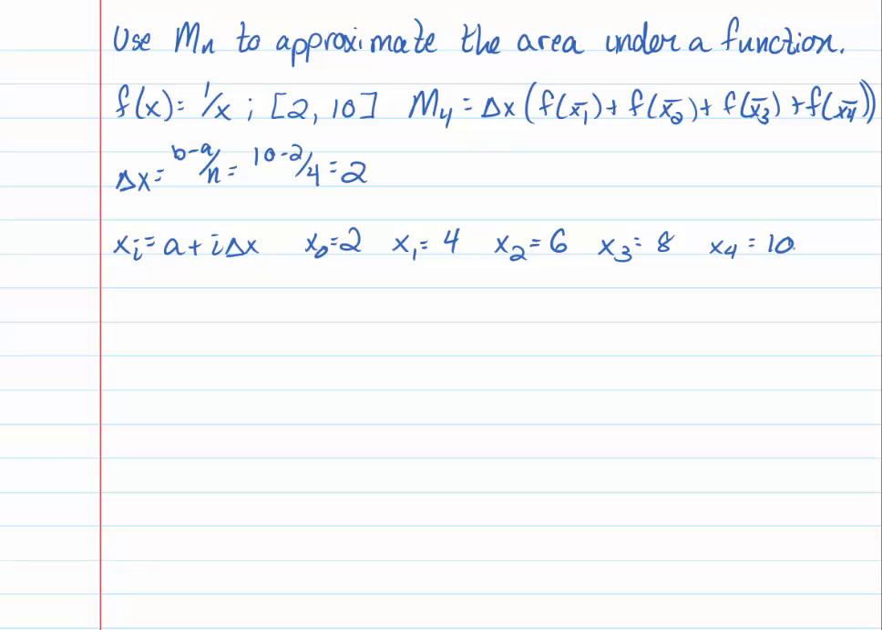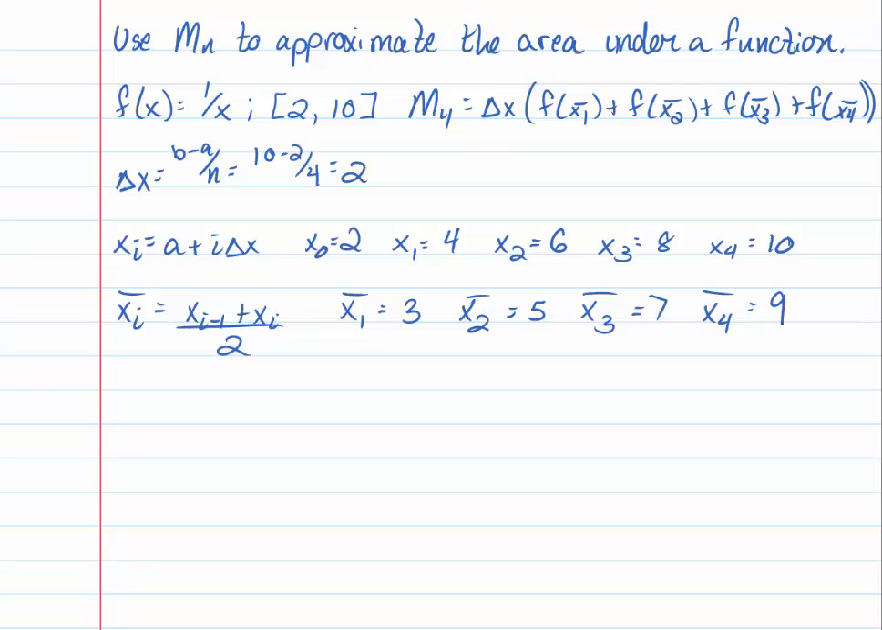So to compute the midpoints of each one of these intervals, we need to do xi bar is xi minus 1 plus xi divided by 2. So x1 bar is the midpoint between x0 and x1. Well, the midpoint between 2 and 4 is 3. And the midpoint between 4 and 6 is 5. The midpoint between 6 and 8 is 7. And the midpoint between 8 and 10 is 9.